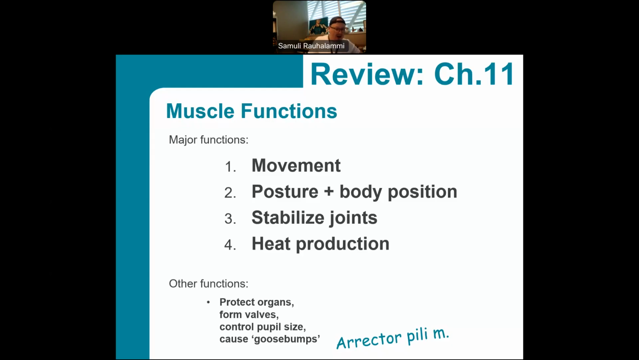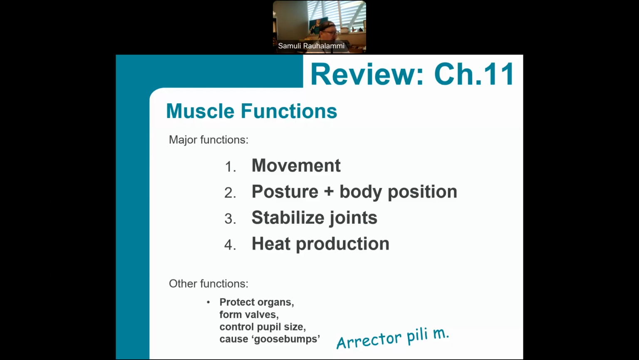Obviously, there are going to be other additional functions of muscles. They protect organs, sphincters act as control mechanisms, and muscles control your pupil size, some of the smaller examples, or the goosebumps. We talked about the erector pili muscles, the smallest muscles in the body, and how they were responsible for raising the hair as one of the adaptations that we see with the skin and integumentary system. So lots of functions, some more obvious, some less obvious for us.